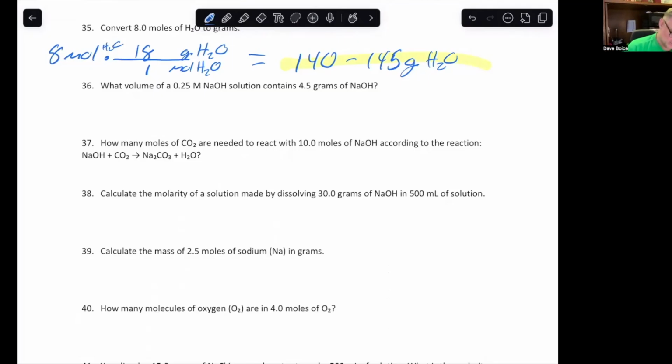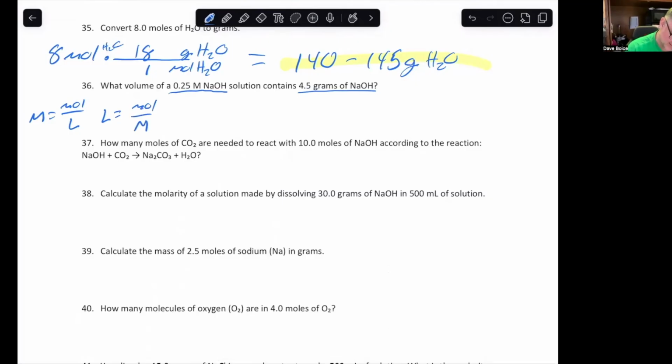Okay, what is the volume of 0.25 molar NaOH solution that contains 4.5 grams of NaOH? So I'm going to have to give this a little thought. Molar means moles per liter, so molarity equals moles over liters. I want to solve for liters, so I cover up liters and I've got moles divided by molarity. So liters equals moles divided by molarity.